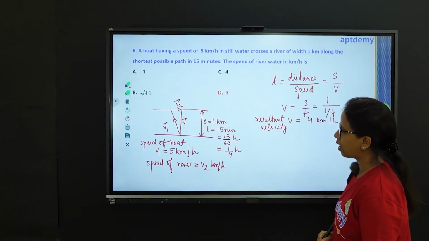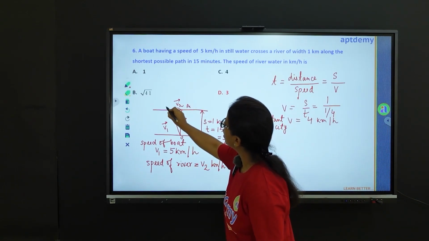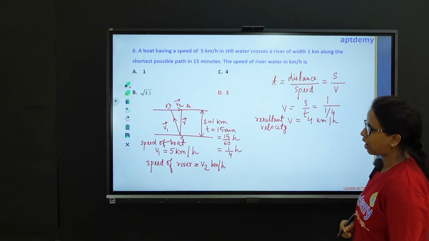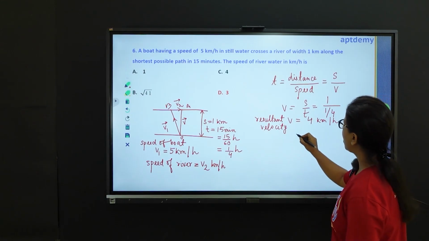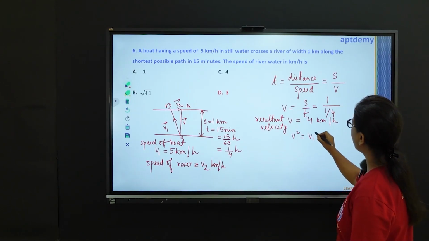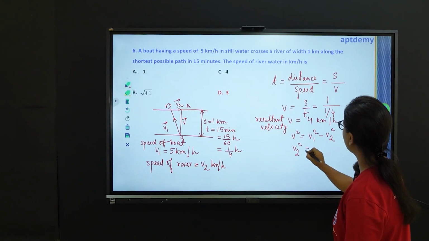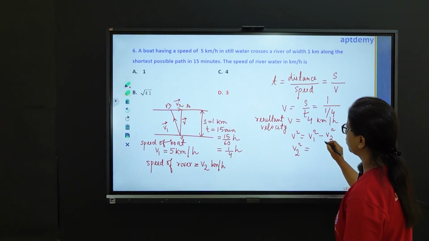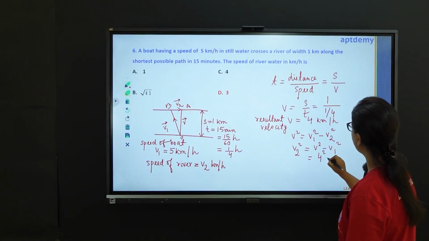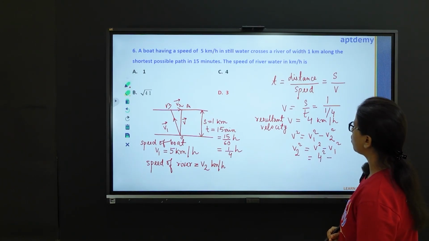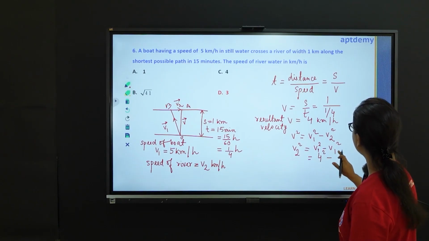So let's have a look at the diagram. We can see that this particular triangle, say OAB, is a right angle triangle, and we can apply the Pythagoras theorem to this triangle. And we can write V square as equal to V1 square minus V2 square. So V2 square becomes equal to V1 square minus V square. Am I wrong with the signs? Yes. So this is V1 and this is V.